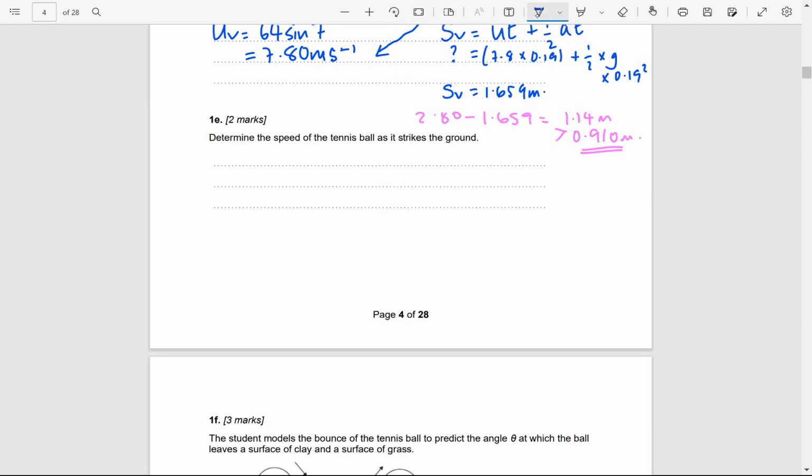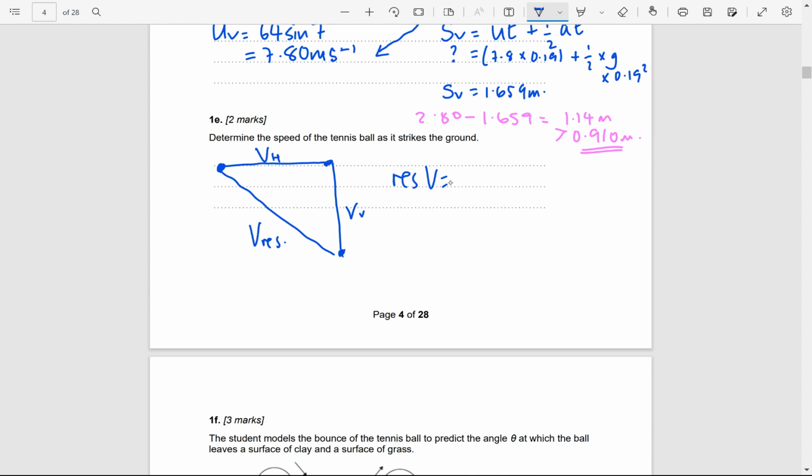I'll go back to blue now. Determine the speed of the tennis ball as it strikes the ground. That means, what is the resultant speed? So what it's saying to you is it has a horizontal speed, it has a vertical speed, and it's saying, please can you work out the resultant. So you just need a bit of Pythag, really.